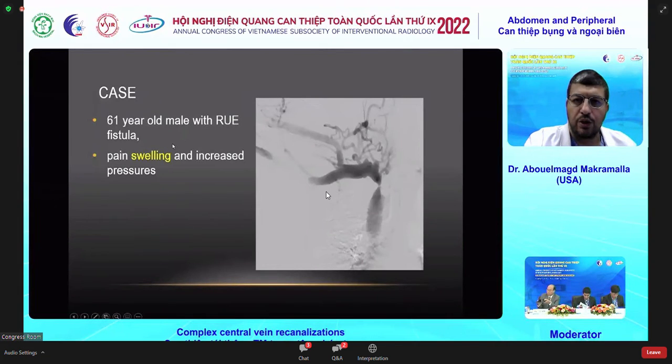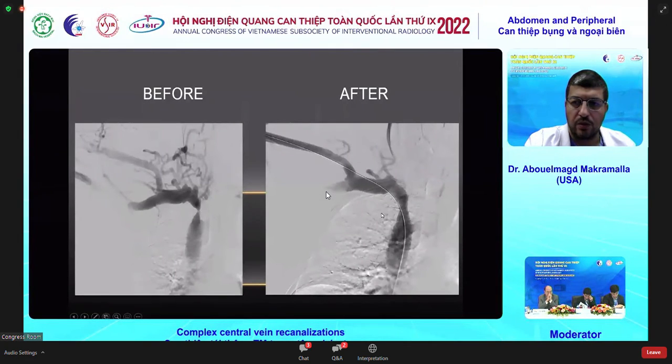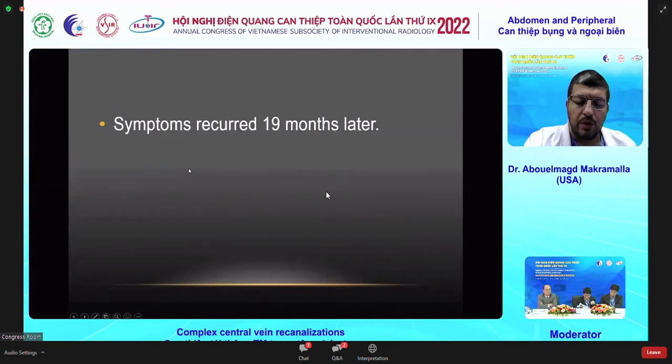This is another patient who had right upper extremity pain and swelling. As you can see, there's severe stenosis of the brachiocephalic vein with multiple collaterals. We opted to just perform angioplasty without stent placement, and we had excellent results. As you can see, the caliber of the brachiocephalic vein was likely patent. We instructed the patient to follow up with us to make sure that if there's any recurrence of the swelling, then we would intervene immediately.